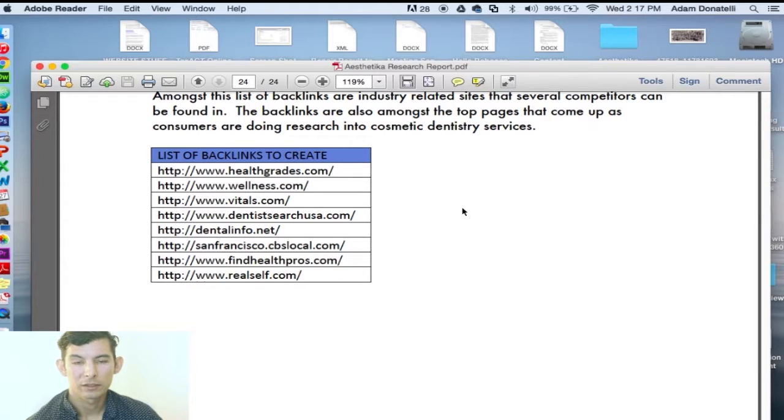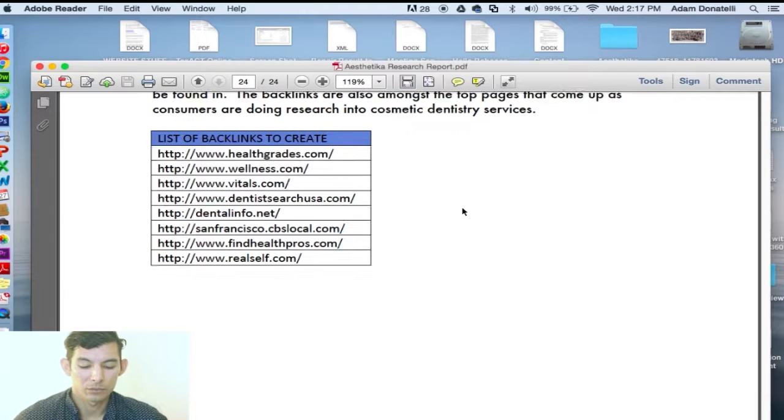So backlinking, found a huge trend in the backlinks of sites that are ranking consistently on the first page for very competitive keywords. And these are sites that we have an opportunity to build links into. And so here's a list for Aesthetica Dental Center of sites that we want to be included into.